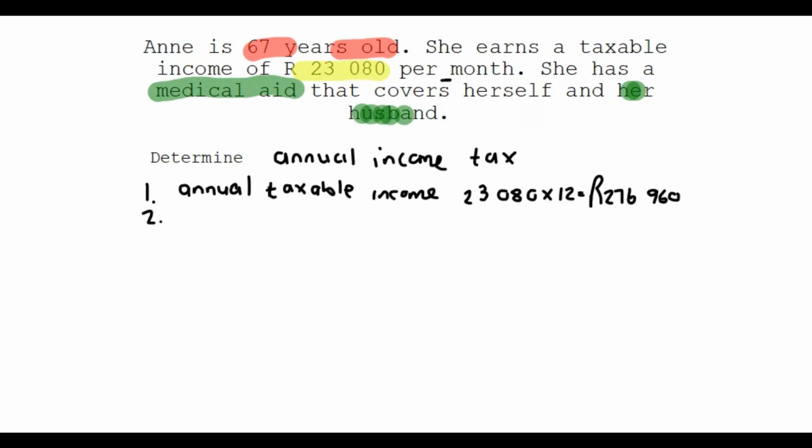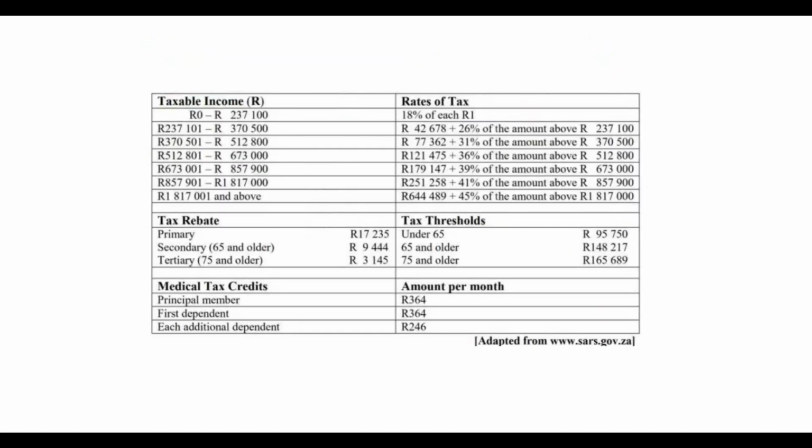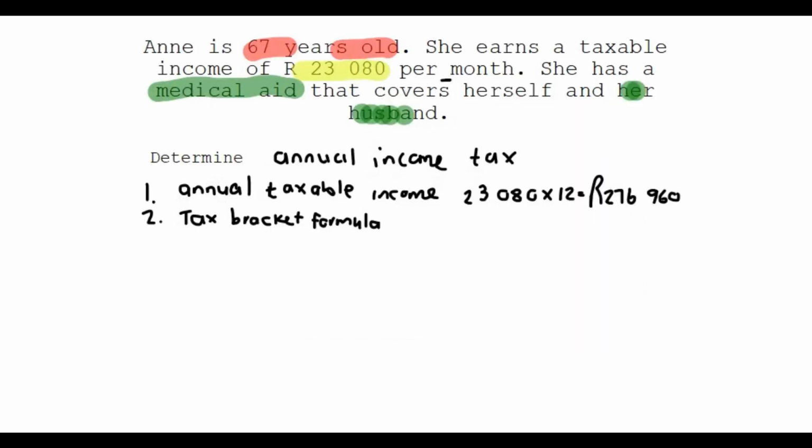Okay, for our second step, we need to go look at our tax bracket formula. Let me write it down, but we're going to have to go to the table. Okay, now remember this amount, because every answer that you get will just move on to the next steps. So remember this amount, 276,960. Let's go and see on the tax table, where is that amount. Oh, wow. It's in the second tax bracket, between 237,100 and 370,500. So let me get my highlighter. Here is the tax bracket formula that I'm going to use. Let me copy and paste that. Okay, there we go. So I'm going to use this formula.